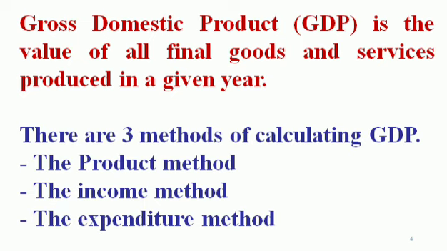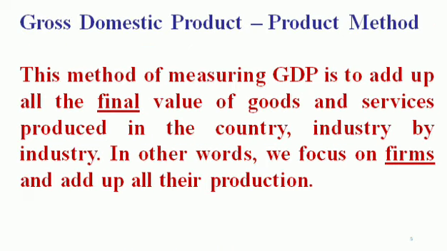There are three methods of calculating GDP: the product method or the output method, the income method, and the expenditure method. Calculating the gross domestic product using the product method is to add up the final value of goods and services produced in the country, industry by industry, for a given year.